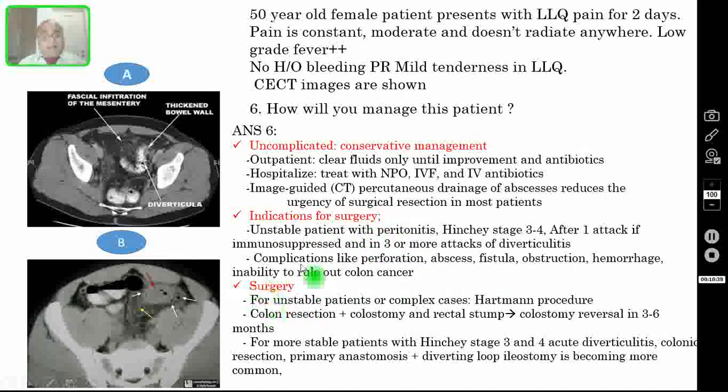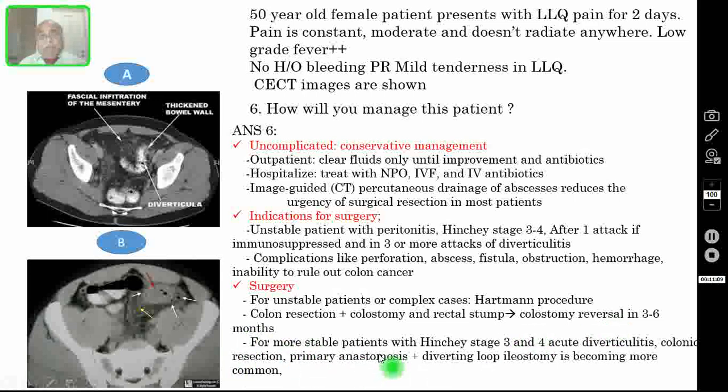So what surgery do you have to do? If your patient is an unstable patient or a complex case, better you do a Hartmann's procedure. So what is Hartmann's procedure? You have to do colon resection, you have to do a temporary colostomy, and a rectal stump which you keep inside, and the colostomy reversal you have to do within 3 to 6 months. This is what is called the Hartmann's procedure.